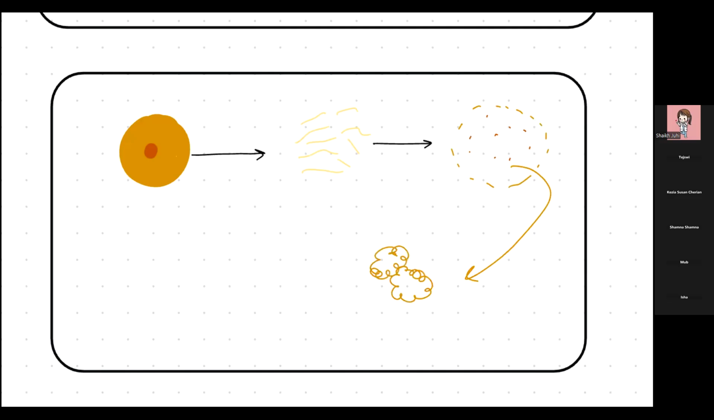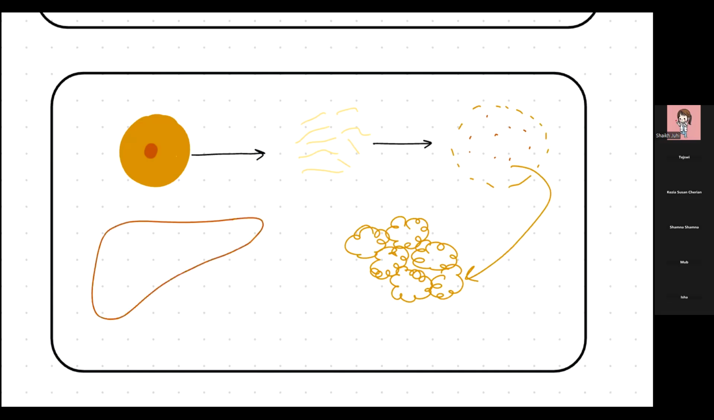And we know that if you have seen any picture of a liver which has been cirrhosed, let's suppose that if this is the normal liver, the cirrhosed one will be looking like this.